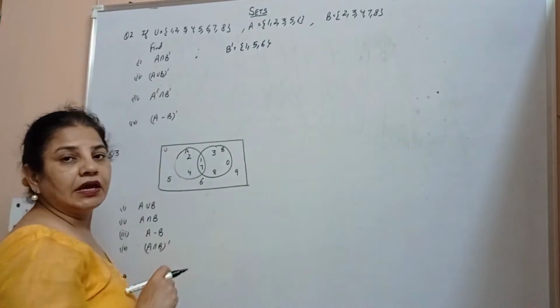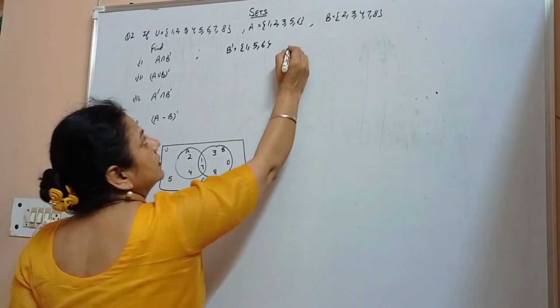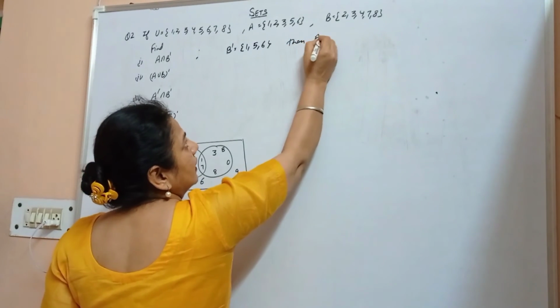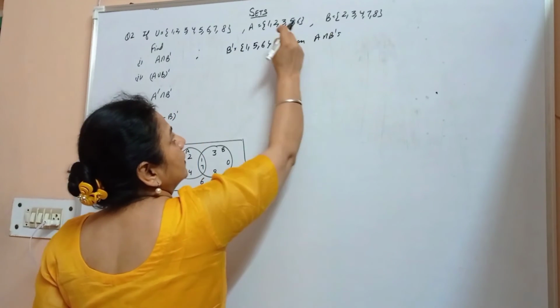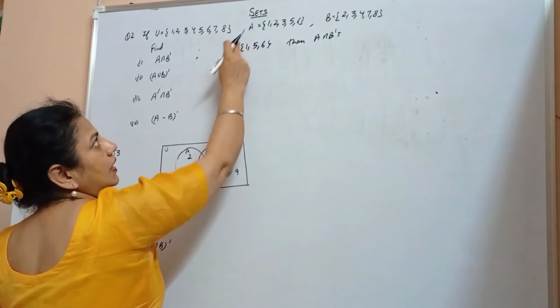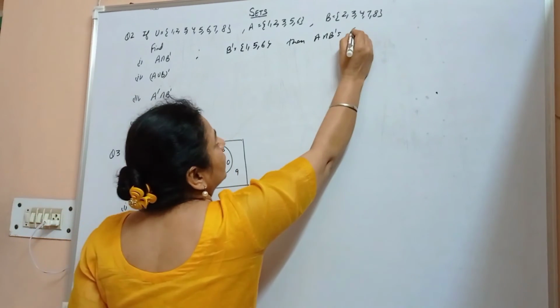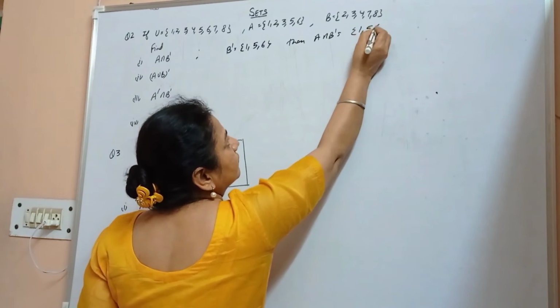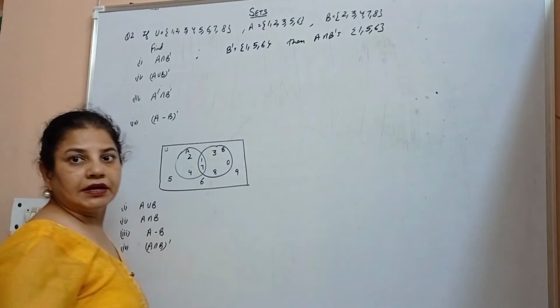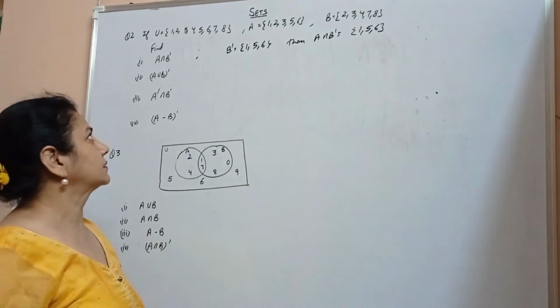We have to find A intersection B complement. Then A intersection B complement is the intersection between A and B complement. The common elements are 1, 5, 6. So I have {1, 5, 6}. A intersection B complement is {1, 5, 6}.